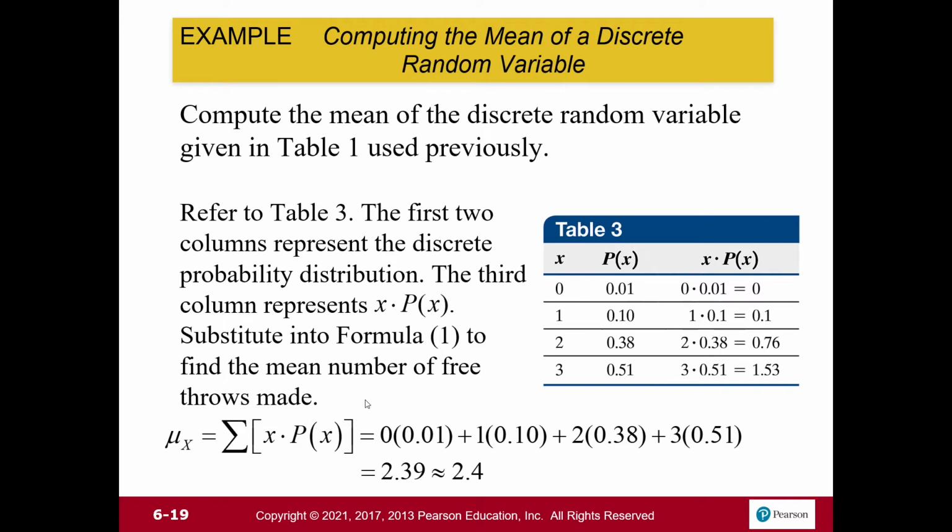Obviously, making free throws is a discrete countable number, so this mean doesn't make much sense, but it can be interpreted to mean that you have a good chance to make on average 2, maybe 3.